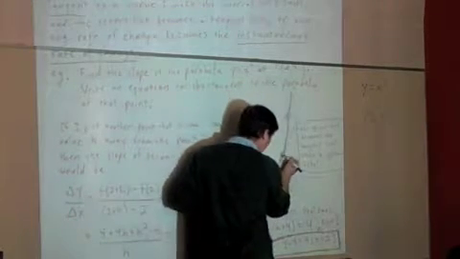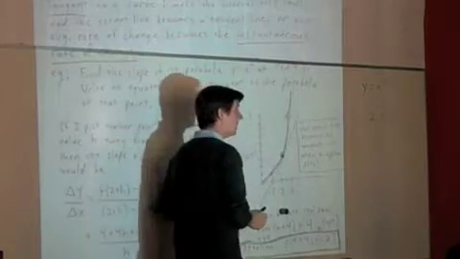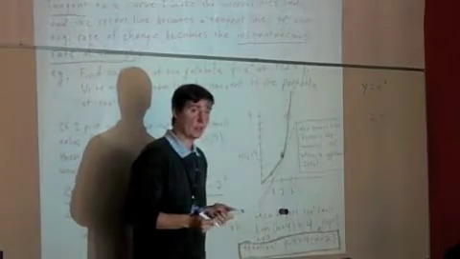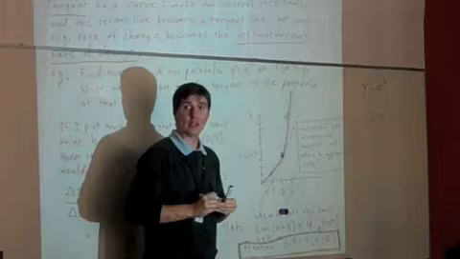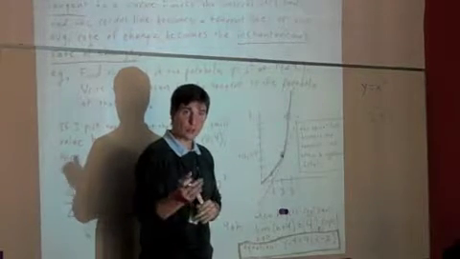So if I take 2 points that are just next to each other, just like that, that would give me a pretty good approximation. The closer I move those 2 points, the better the approximation at that point. Do you agree with that?